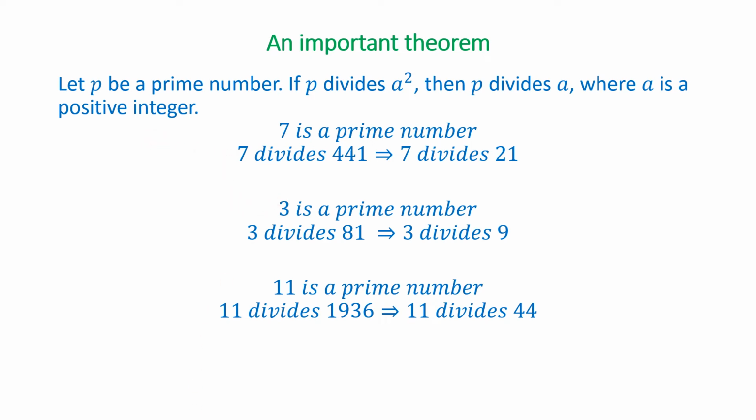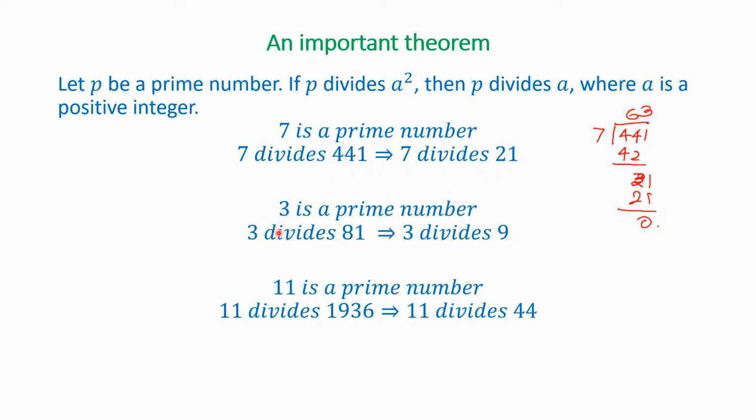The first one: 7 is a prime number and 7 divides 441. That is, when I divide 441 by 7, I get 7 6s are 42 and 21, and 7 3s are 21 and the remainder is 0. That is, 7 divides 441, and you also know that 7 divides the square root of 441, which is equal to 21.